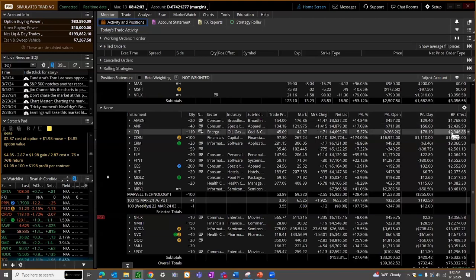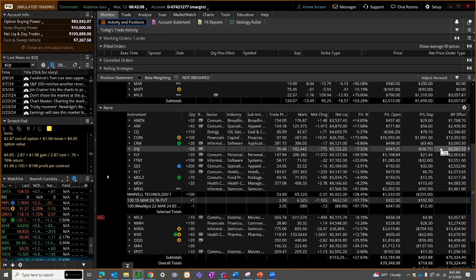And you might notice that if I were to take what the value is of these securities, let's maybe find one that's got an easy math here.